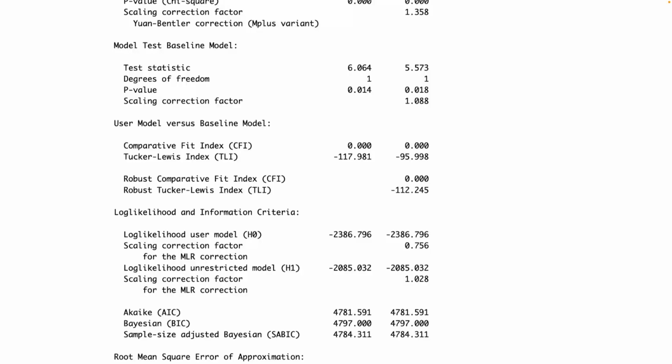Then we get into log likelihood information. We often don't report this, but if you ever have to do a likelihood ratio test, this is where you'd form those numbers if you weren't using the ANOVA function in R, which you can just use.